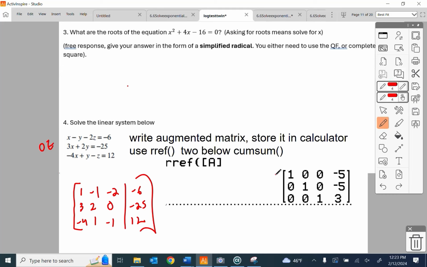The top row literally says x is -5. The second row literally says y is -5. And the third row says z is 3. Now I have my ordered triple. It's -5, -5, 3. And that's where I'm stopping because I'm too tired to continue.